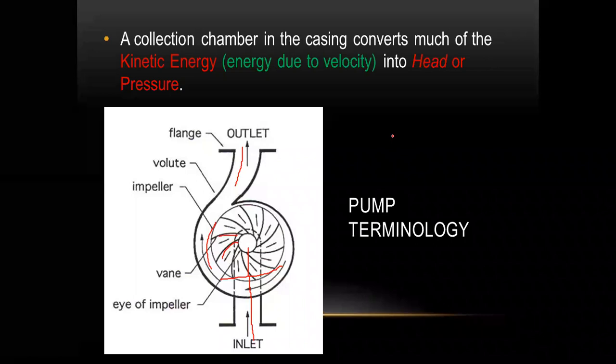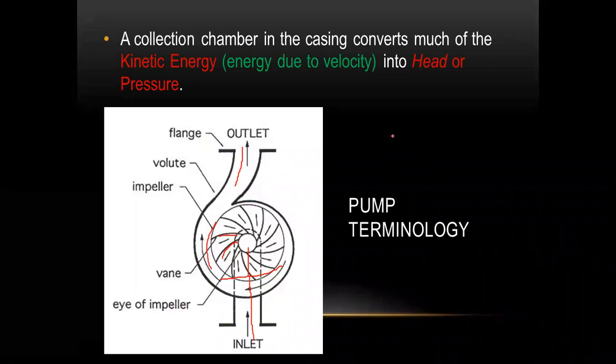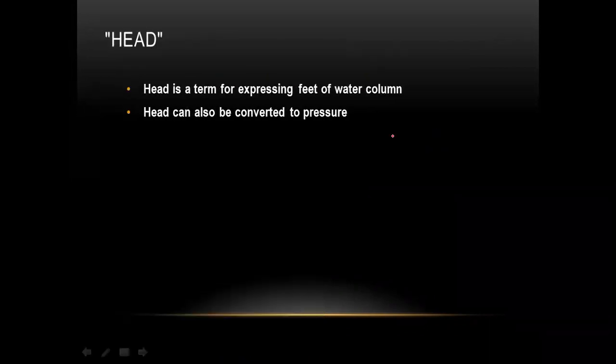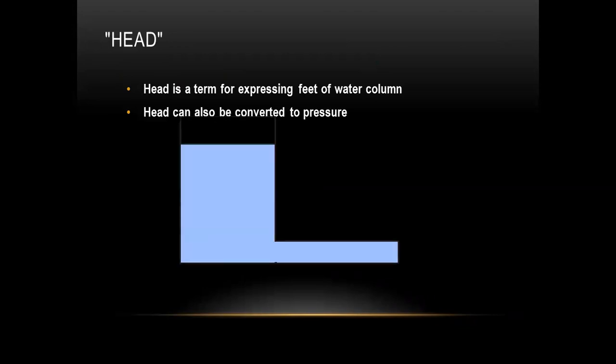Next, the collection chamber in a casing converts much of the KE into head pressure. So then what is the meaning of head here? Head is a term for expressing feet of the water column. Head can also be converted into pressure.